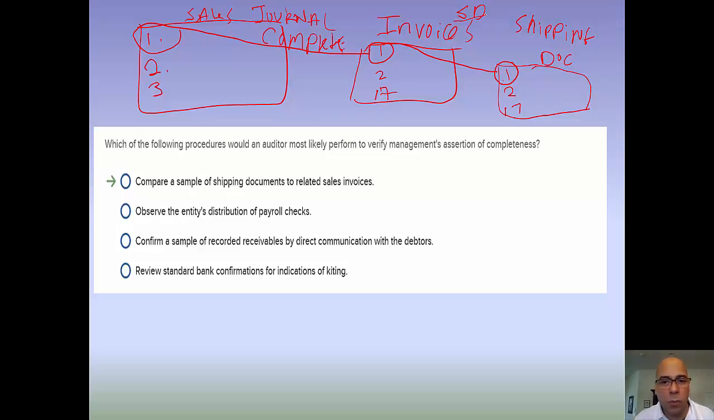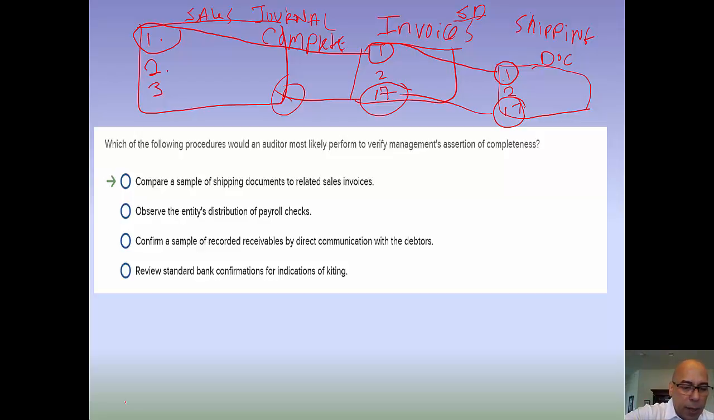Now you're wondering, okay, what is this 17, John? Well, let's say I tried the same procedure with this number 17. I take the shipping doc, I find the invoice, and I try to take it back. Is it there? No, it's not. So the auditor does what? The auditor identifies a misstatement in the completeness assertion by starting with the supporting documents and trying to take that back to the accounting records, in this example, the sales journal.